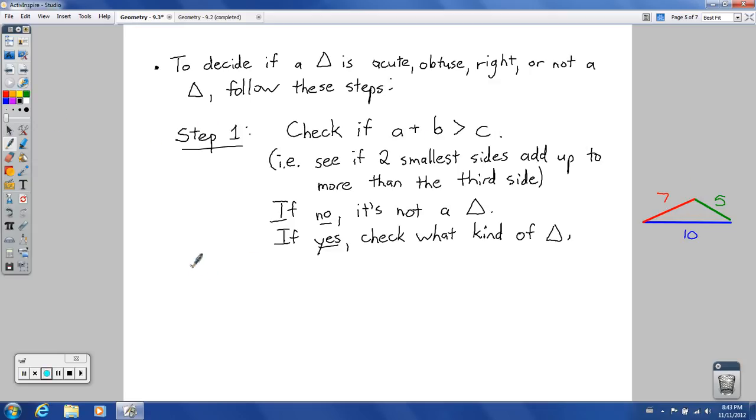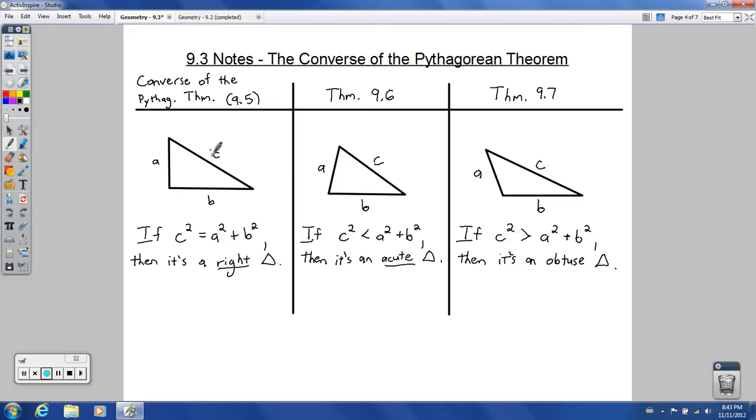But step 2, definitely have to write this down. Step 2, to check what kind of triangle, here we're going to compare. Put c squared first. If you put c squared first, this will make it really easy. So I don't want you to put a squared plus b squared first. I want you to put the c squared part first, put a blank and a question mark, and we're going to compare that to a squared plus b squared. If they are equal, then you have a right triangle. If it's less than, then you have an acute triangle. If it's greater than, you have an obtuse triangle. Forgot to underline that. Let's underline that there.